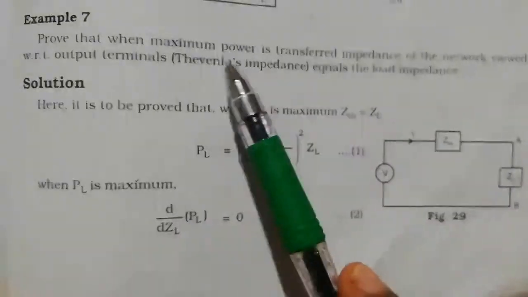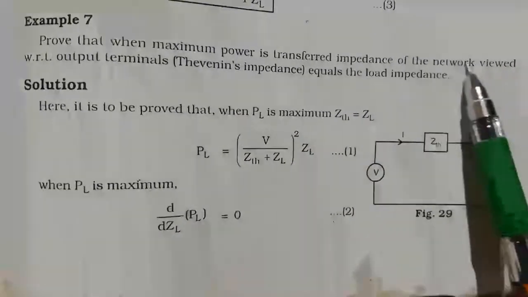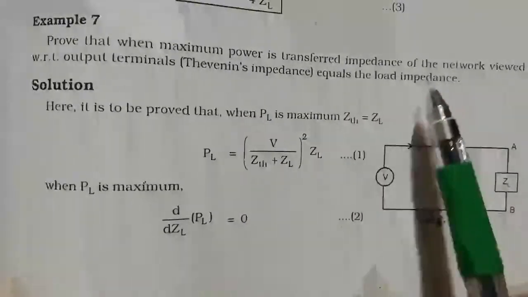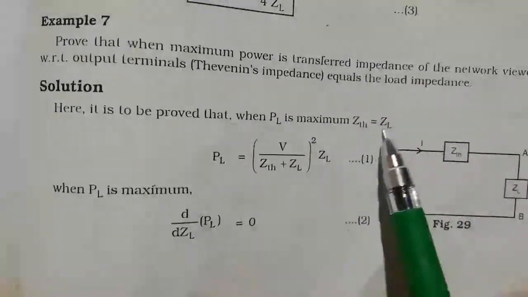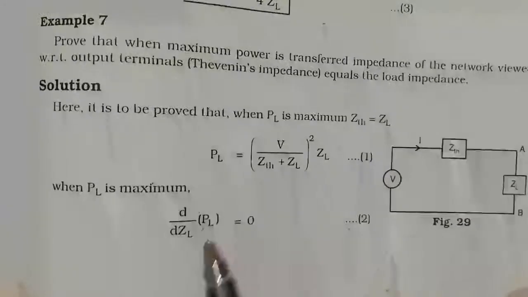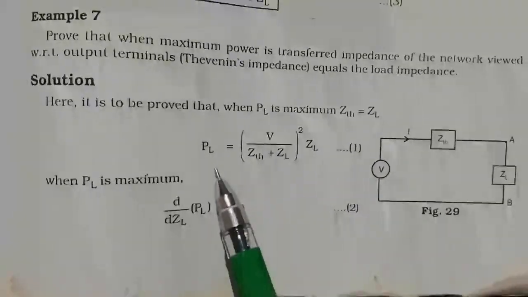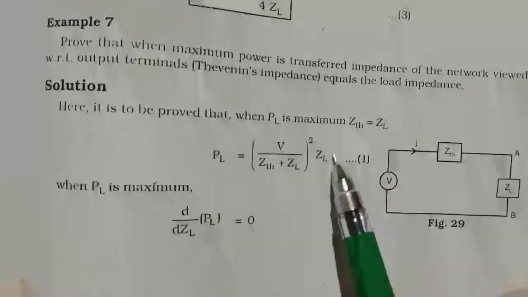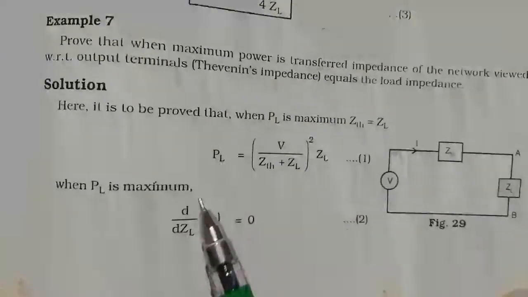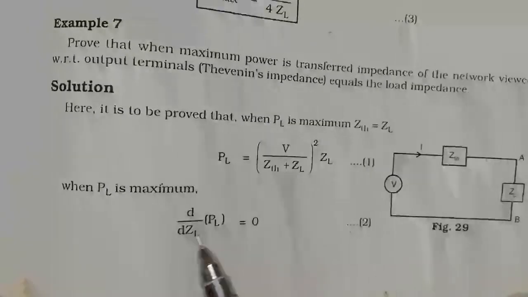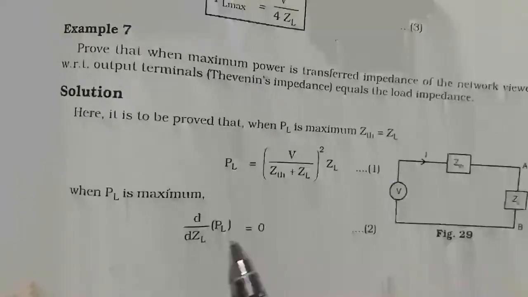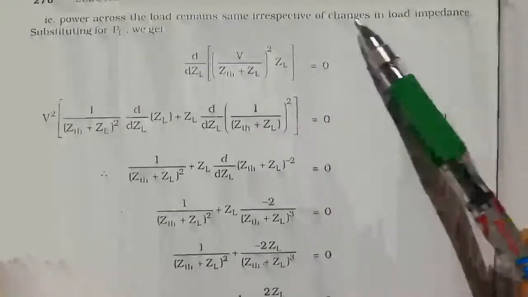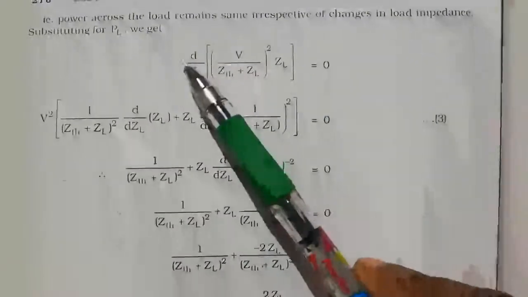Now we can prove that when maximum power is transferred, the impedance of the network viewed with respect to the output terminals, or Thevenin's impedance, equals the load impedance. That is, ZTH is equal to ZL at the maximum power transfer. We have to prove that. You know PL is equal to V by ZTH plus ZL, square, into ZL, that is I square ZL. For PL maximum you can say dPL by dZL equal to 0, that is, the power will not be varying with the corresponding load impedance. Power across the load remains the same irrespective of changes in load impedance.